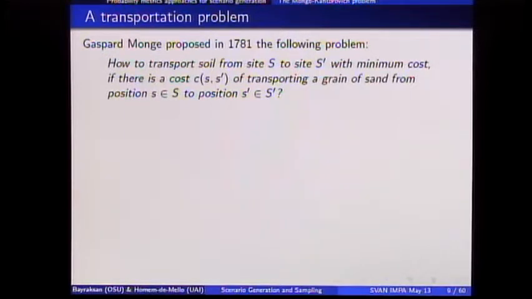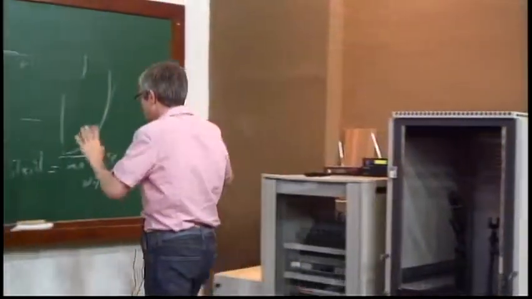So let's make a little detour here and talk about a transportation problem, and we'll see in a second why the detour. It turns out that this French mathematician, Gaspard Monge, the famous mathematician back in the 18th century, proposed this seemingly very simple problem. He said, okay, how can I transport soil from site S to site S prime with minimum cost?